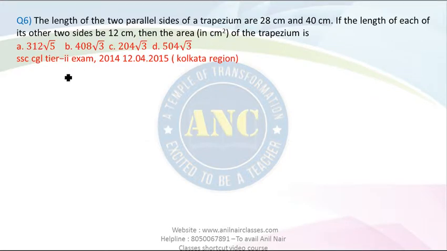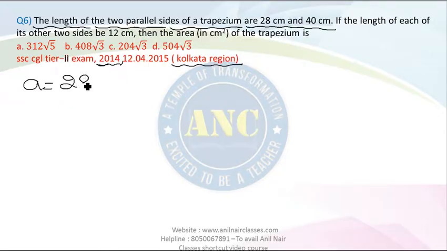Question number 6. It is your SSC CGL Tier 2 examination question. In the year, it was 2014. It is specifically mentioned here as Kolkata region. Now let us read the question. The length of 2 parallel sides of a trapezium are 28 and 40 centimeter. A value is given as 28 centimeter, B value is given as 40 centimeter. Beautiful. Till here I don't have any doubt.